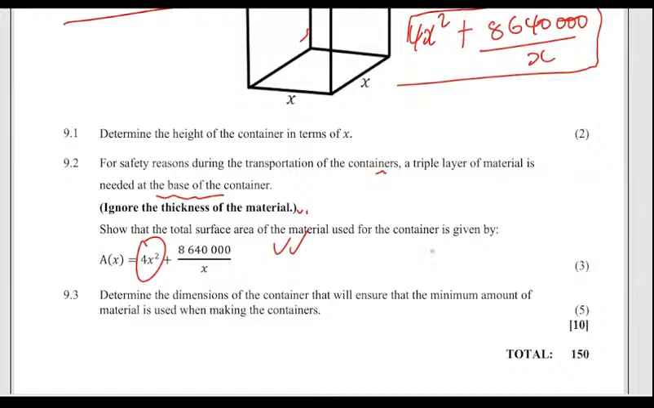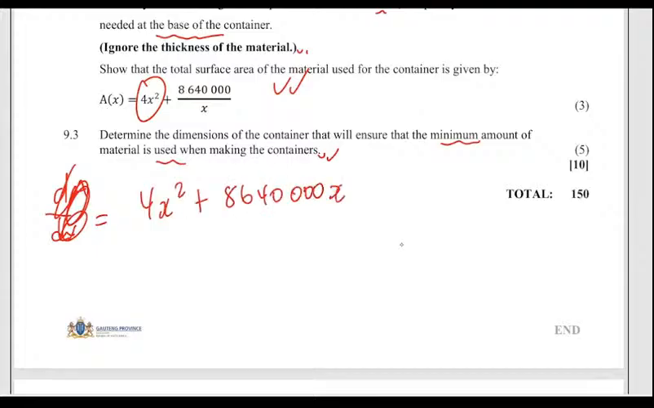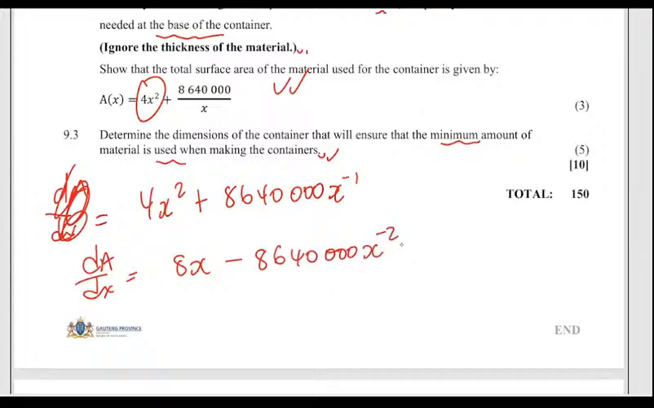9.3: determine the dimensions of the container that will ensure that we have a minimum amount of material used when making the container. So when you talk about the minimum material, meaning that we need to get the derivative, optimization, dA by dx. Initially it's going to be 4x squared plus 8,640,000 x to the negative 1. Let's find dA by dx, meaning that this is going to be 8x minus 8,640,000 x to the negative 2. Should be equated to 0.